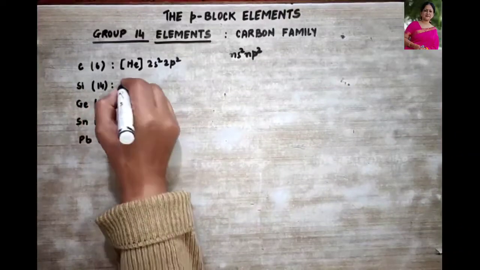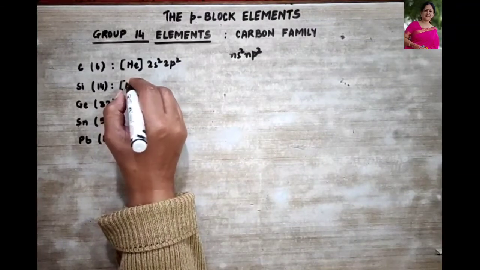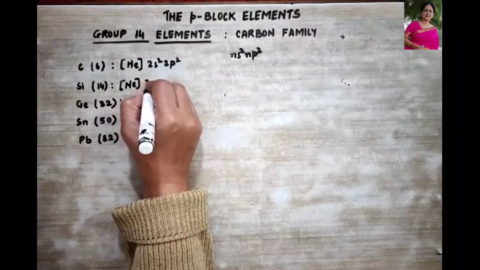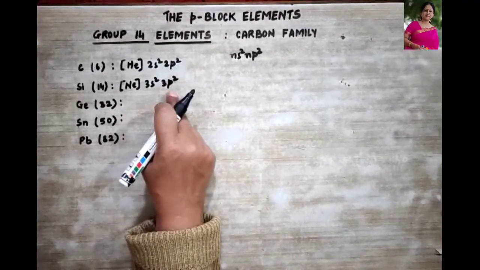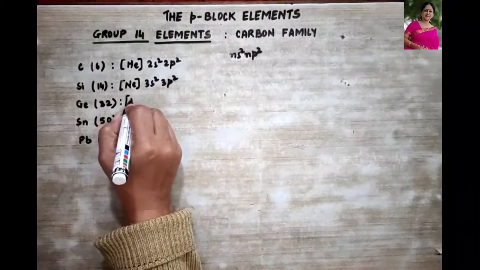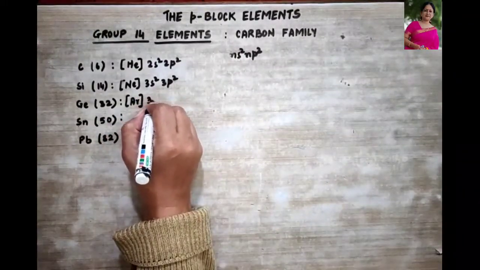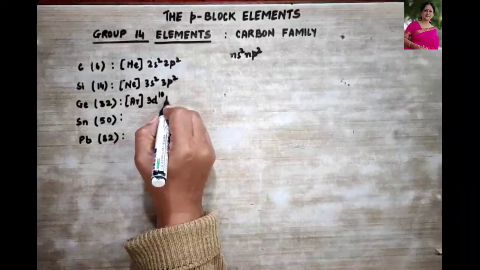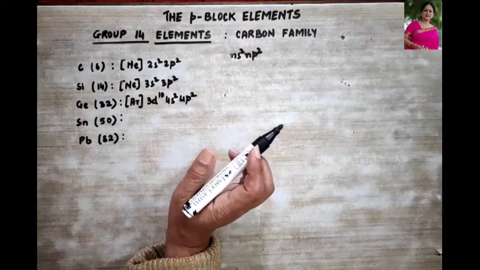Now let's talk about silicon. The inner core is the neon gas. Neon means 10, then 12 and 14: 3s2, 3p2. Now let's talk about germanium. For germanium we have argon. Argon means already 18, right? Then it will first enter the D block. So that is 18 plus 10, 28, then 4s2, 4p2. 28, 29, 30 and 32.